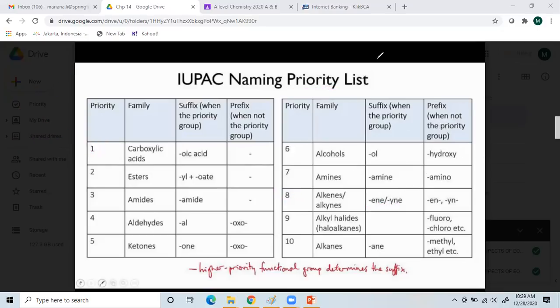I'd like you to take notes regarding this. So carboxylic acid is the highest priority. Then esters, amide, aldehyde, ketone. If you're aware, all of these have C double bond O. Carboxylic acid COOH, ester COOR, amide CONH2, aldehyde CHO, ketone COR, right? All have C double bond O, carbonyl. And the next is alcohol, amine, alkene, alkyl halide, and then alkane.